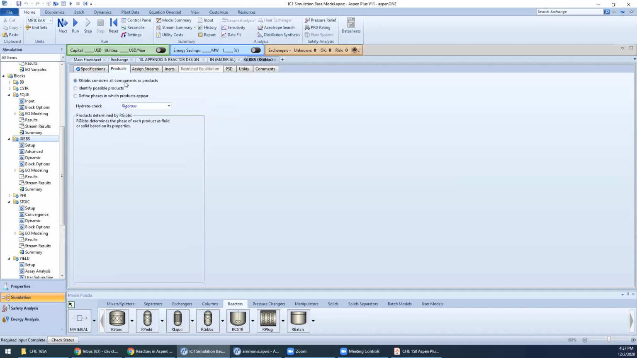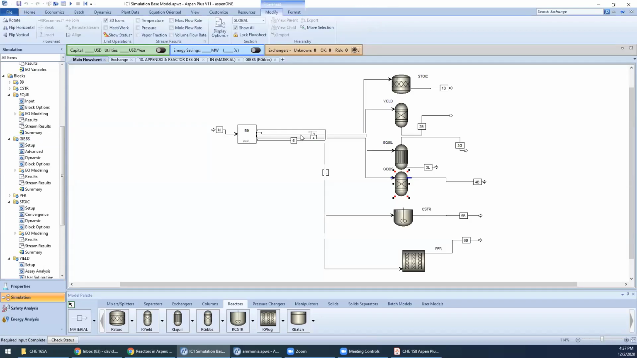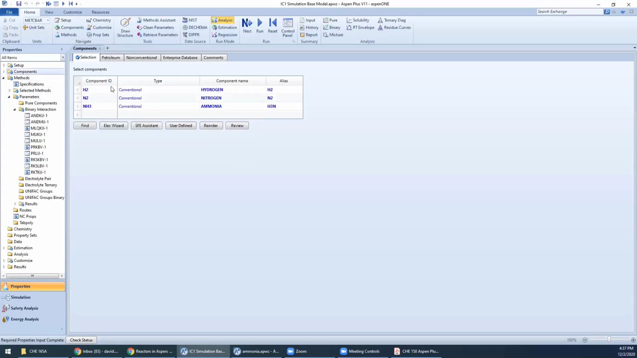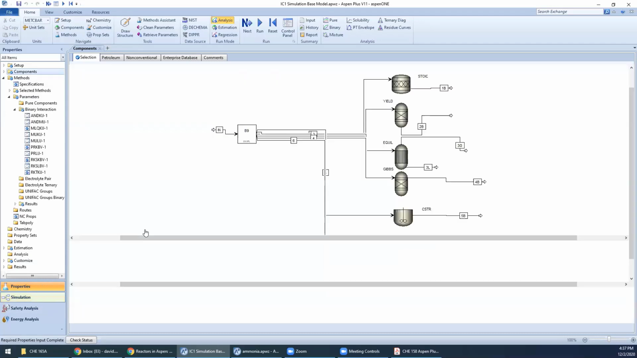Gibbs is super simple. Gibbs will consider all components as products. So no matter what you have going into your Gibbs reactor, whatever is in your components list from your properties, it will consider all of these as potential products, which, for the most part, is okay.